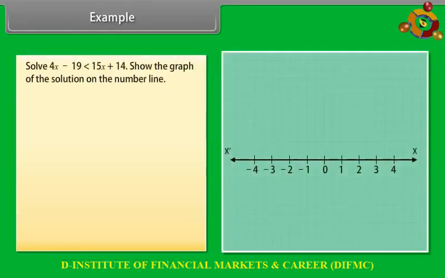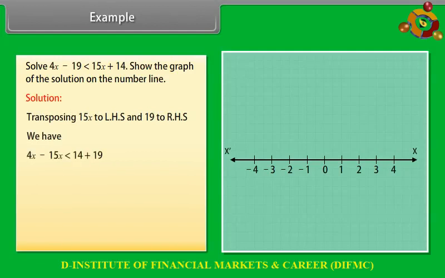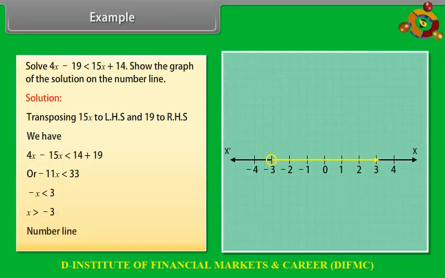Example. Solve 4x minus 19 less than 15x plus 14. Show the graph of the solution on the number line. Solution. Transposing 15x to LHS and 19 to RHS, we have 4x minus 15x is less than 14 plus 19, or minus 11x is less than 33. Minus x is less than 3. x is greater than minus 3. This inequality is shown on a number line. First, we draw an open circle because x is not equal to minus 3 and an arrow to the right because we want values greater than minus 3. Number line.